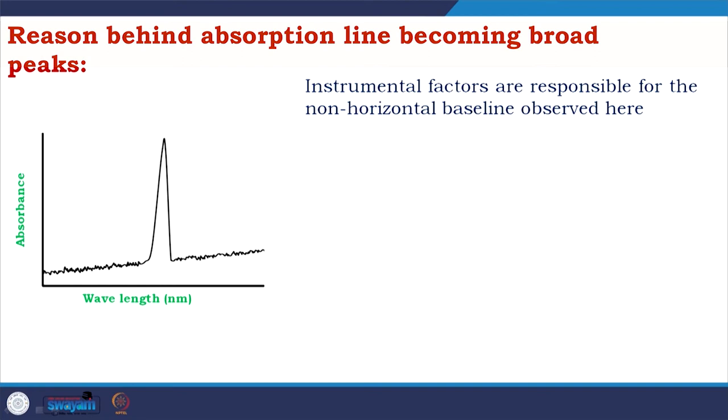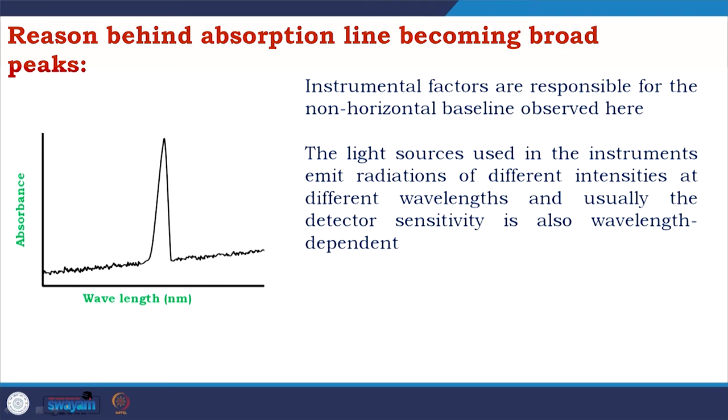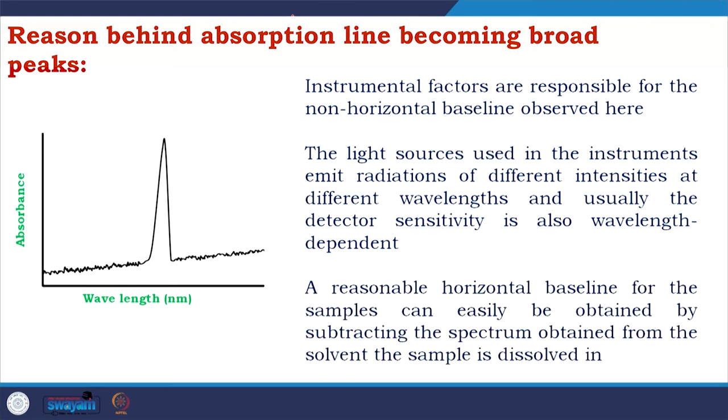Instrumental factors are responsible for the non-horizontal baseline observed here. The light sources used in the instrument emit radiation of different intensities at different wavelengths, and usually the detector sensitivity is also wavelength dependent. A reasonably horizontal baseline for the samples can easily be obtained by subtracting the spectrum obtained from the solvent the sample is dissolved in. So, you could get the solvent spectrum and subtract it. That is the best method to correct this.